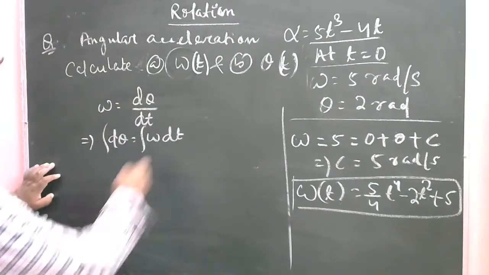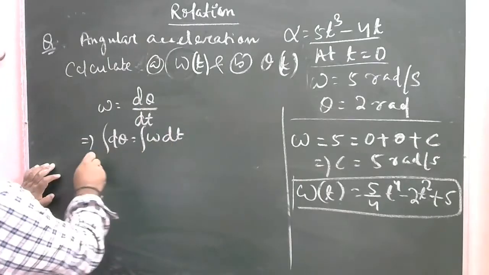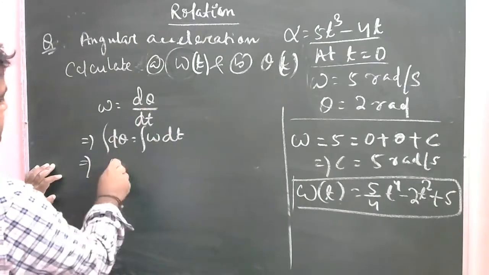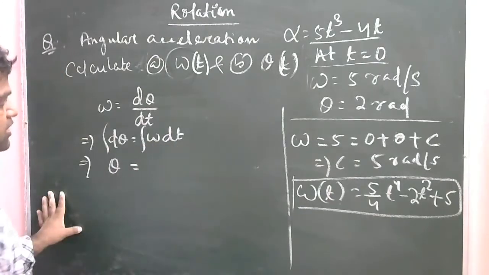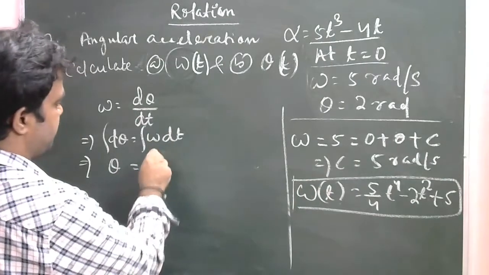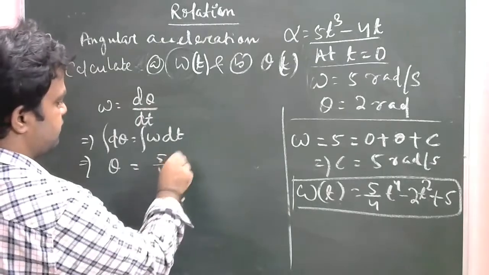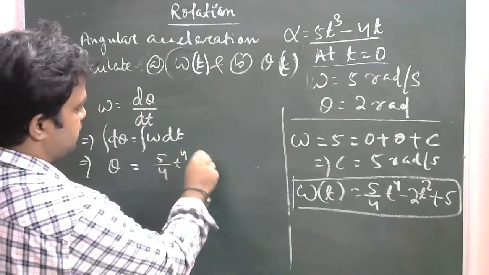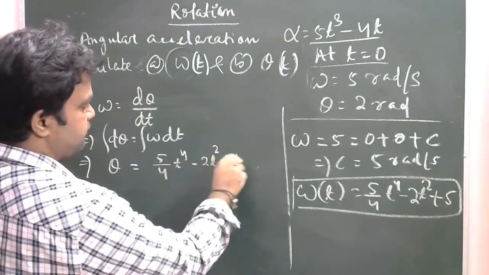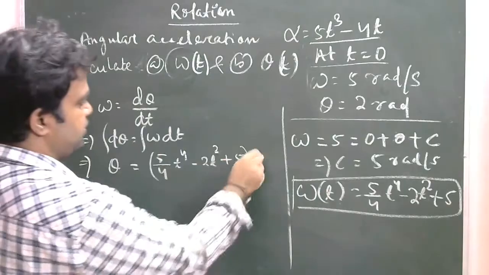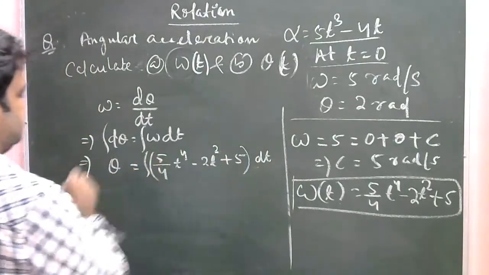Now, so integration of d theta is equal to omega dt. What is omega dt? Omega is this one, 5 by 4 t to the power 4 minus 2 t square plus 5, whole dt integration.